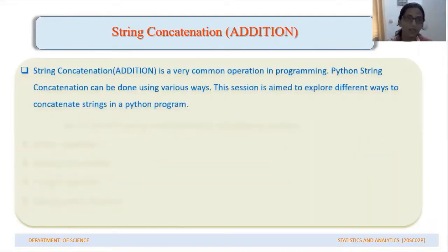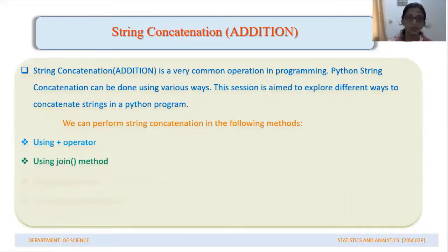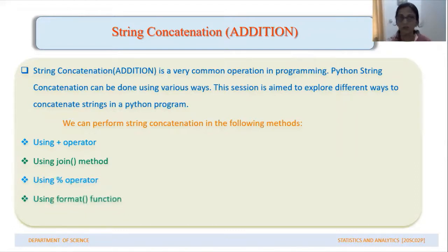Now, string concatenation is a very common operation in programming. Python string concatenation can be done in various ways. In this session, we are going to look at several ways to join the given two strings. First, using the plus operator, we can join the strings. Also using the join function, we can concatenate the strings. Also using the percentage operator, we can do it. And using the format function also, we can join the two strings.